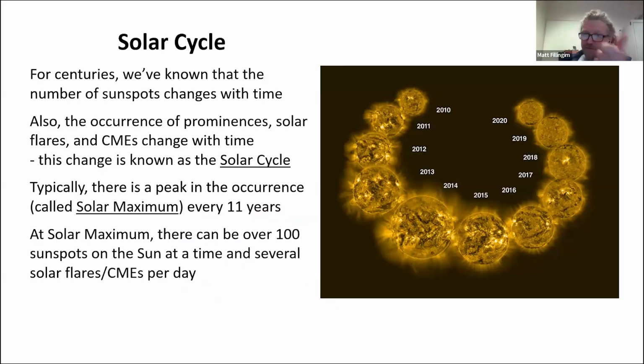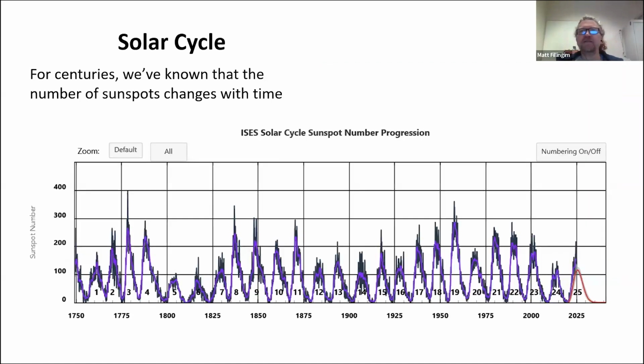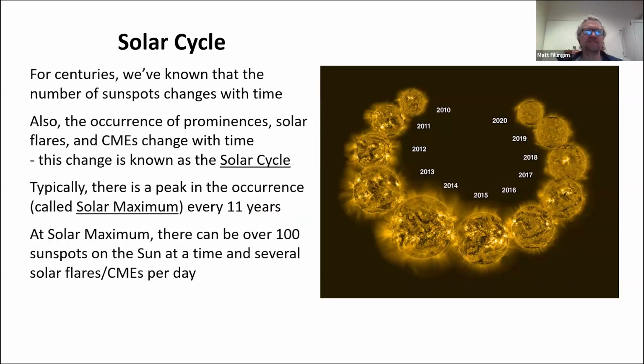Okay, so if the number of sunspots changes, then that means the number of prominences is changing, because prominences are associated with sunspots. The number of solar flares is changing, and also the number of coronal mass ejections is changing on that same solar cycle. And typically, if we look back here, that cycle lasts on average about 11 years between peaks in that cycle. And so when there's a peak in the number of sunspots and the number of solar flares, the number of coronal mass ejections, we call that solar maximum. And when there's a minimum, we call that solar minimum.